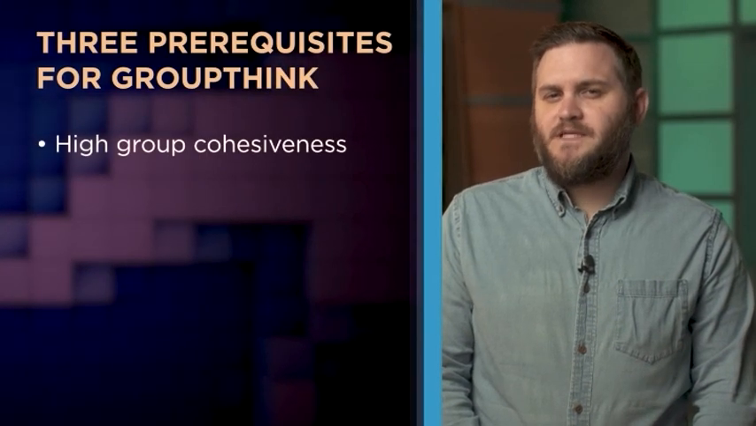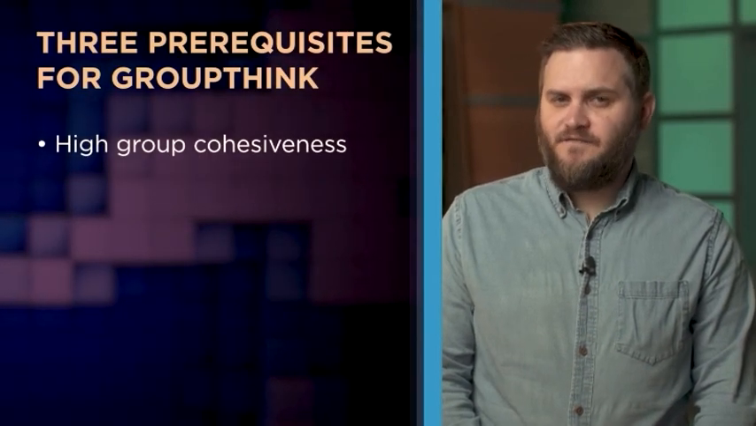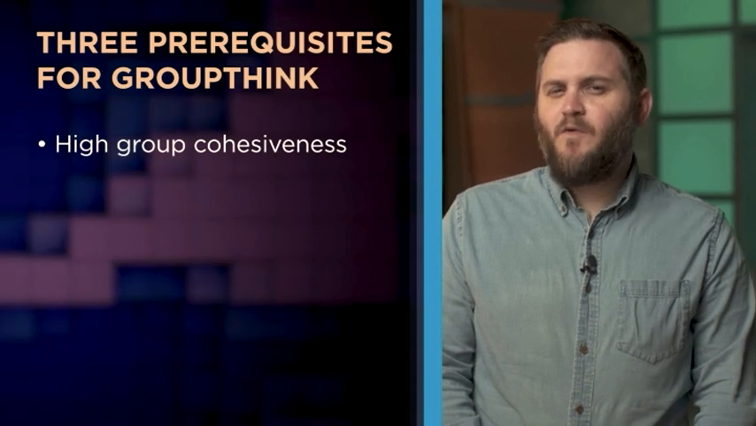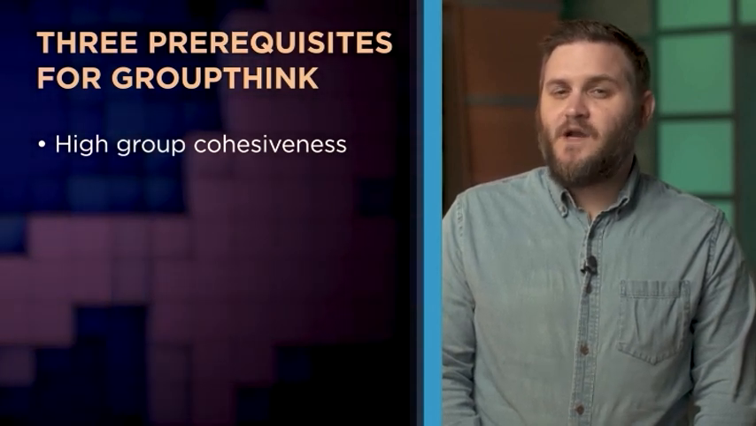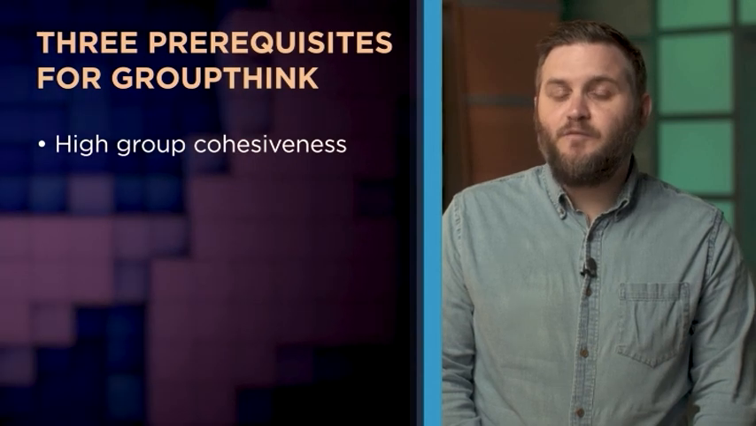The first prerequisite is high group cohesiveness. This is when everyone in the group values each person in the group and understands the strengths and weaknesses of the group members. If a group is already cohesive, then it is more likely to come up with a cohesive answer. This may sound like a good thing, but this high cohesiveness actually leads the group members to give up their individuality in the decision-making process to follow the thrust of the group.